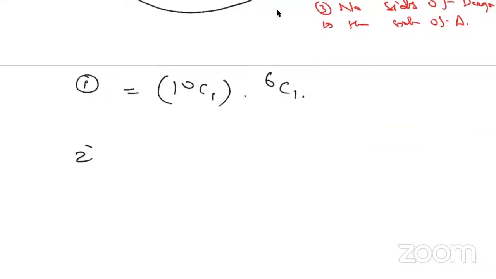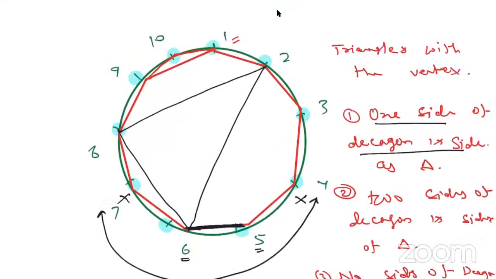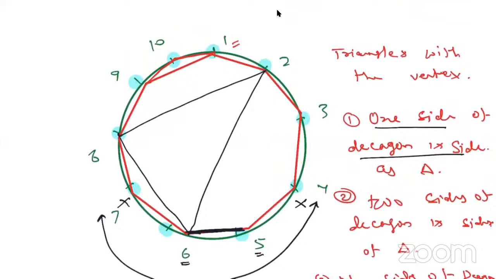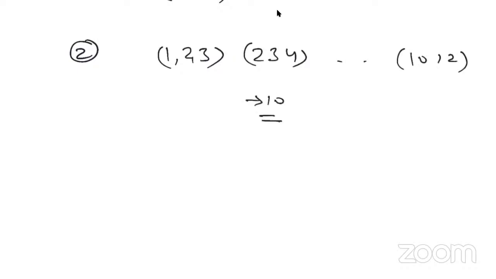Second case, two sides will be common to the side of the decagon. We know that we are forming a triangle, right? In the same way, if I'm taking the vertices 1, 2, 3, then 2, 3, 4, up to 10, 1, 2. So we have 10 options. So I can say the total number of options will be 10 in this case.